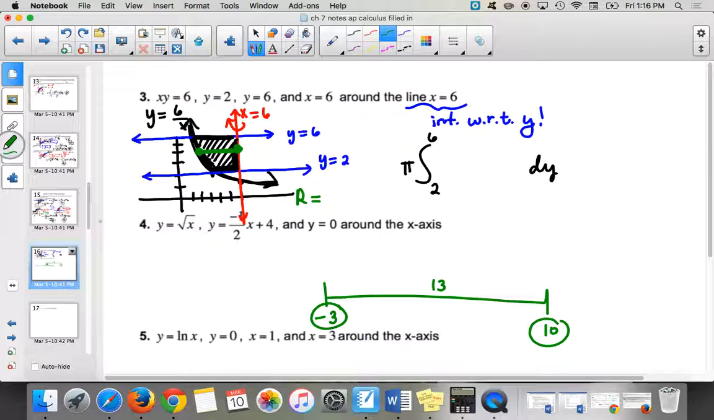So what am I going to do for my outer radius? 6 minus 6 over y, right? Because we're going to solve this equation for x. So we get x equals 6 over y. So we're going to have 6 minus 6 over y, squared. That's going to be our volume equation.